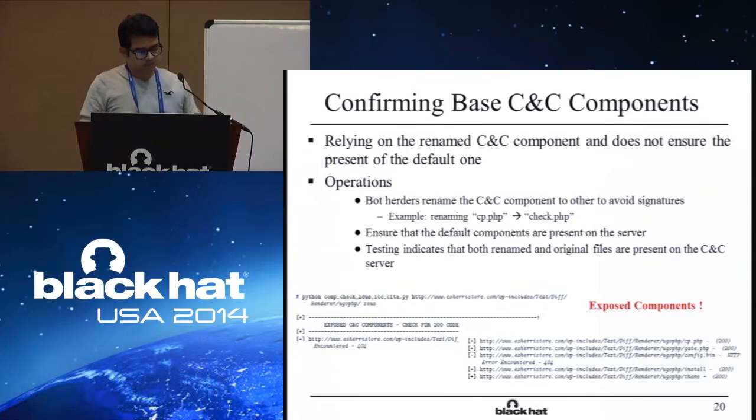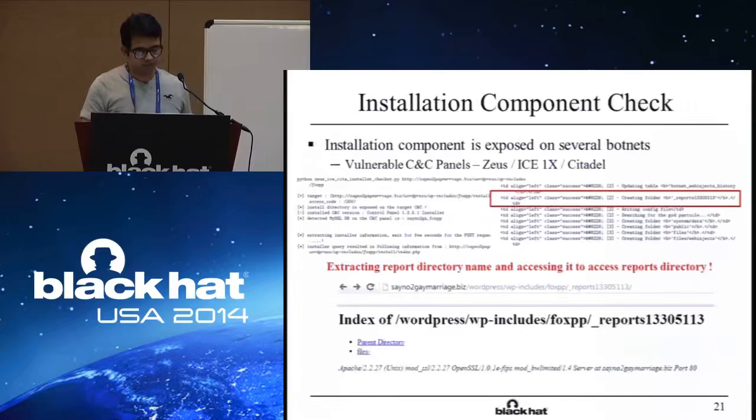If you look at the screenshot at the bottom right corner, there are a couple of things. I get access to them, and there are 200 HTTP responses telling me that these components are actively present on the CNC server. So what I did was perform those kinds of checks. This is a configuration, or you can say a default design, issue in the Zeus botnet.